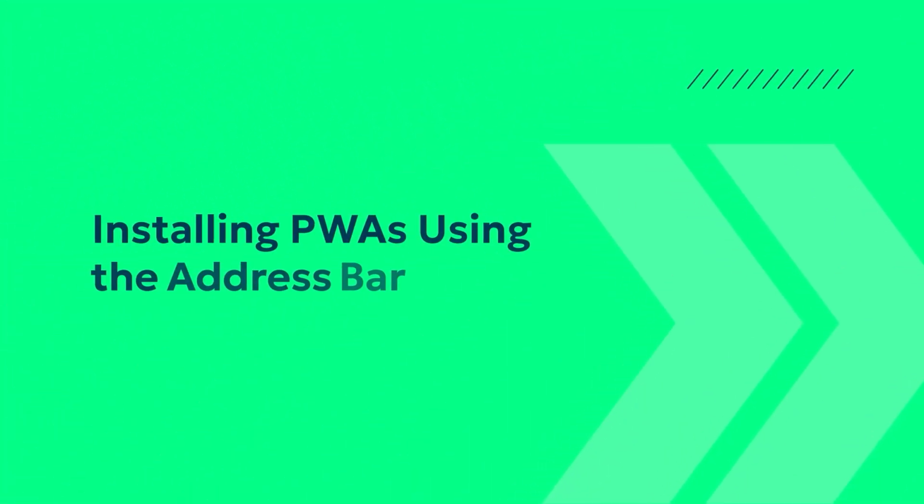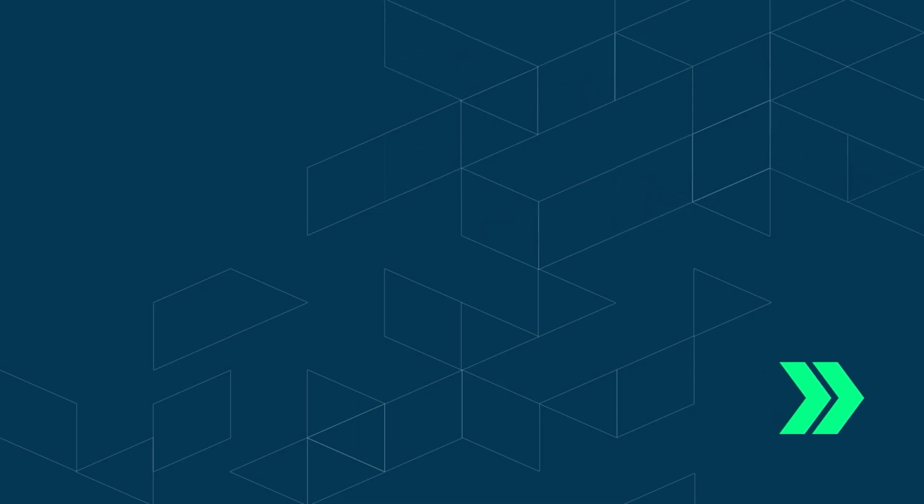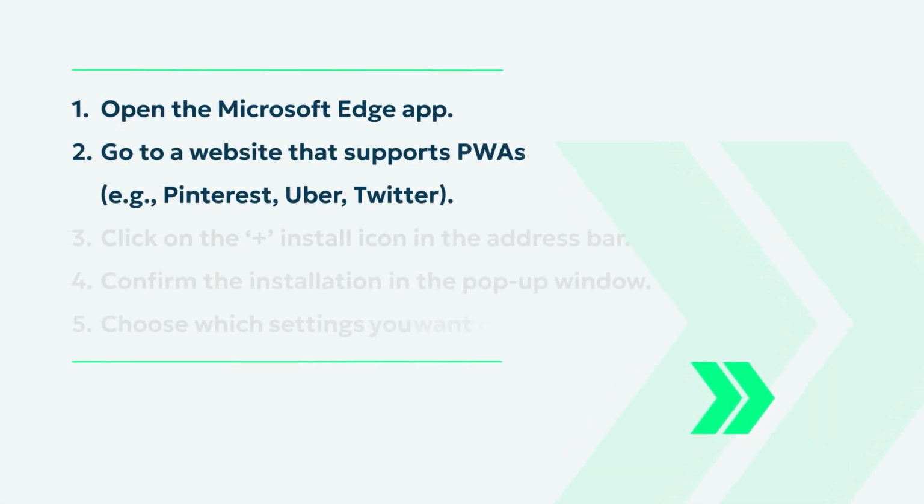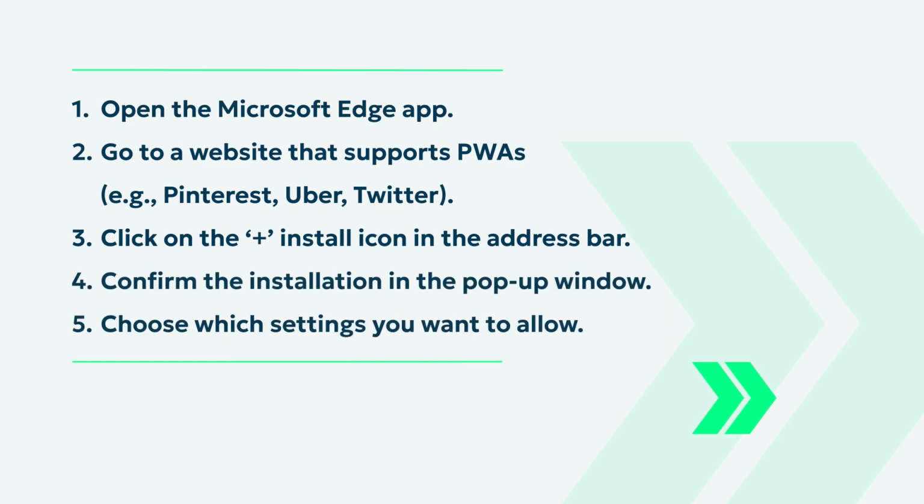Method 1. Installing PWAs using the address bar. Open the Microsoft Edge app. Go to a website that supports PWAs, for example Pinterest, Uber, Twitter. Click on the plus install icon in the address bar. Confirm the installation in the pop-up window. Choose which settings you want to allow.